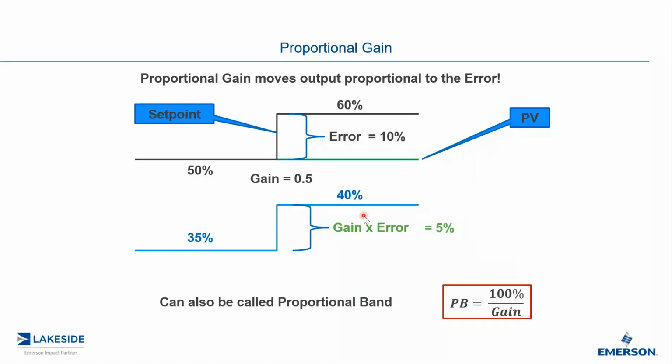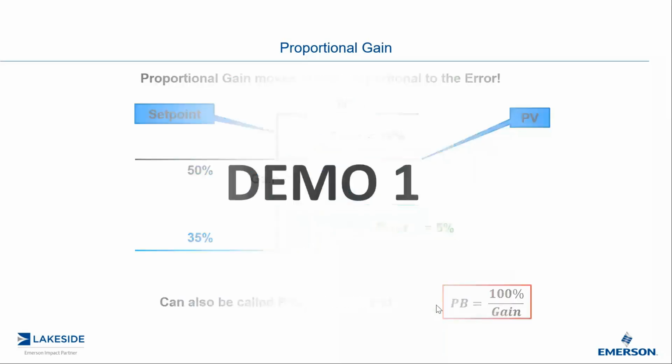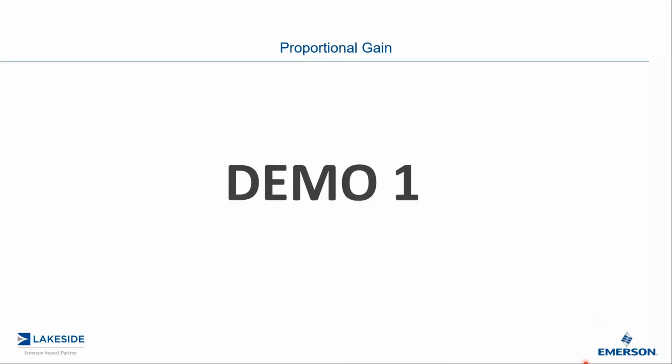Now, some of you may know proportional band instead of proportional gain. To convert from proportional band to proportional gain, it is 100 divided by the gain. So a gain of 1 is a proportional band of 100%. If I increase the gain to 2, that corresponds to a decrease in proportional band to 50%. So let's just do this demonstration here.